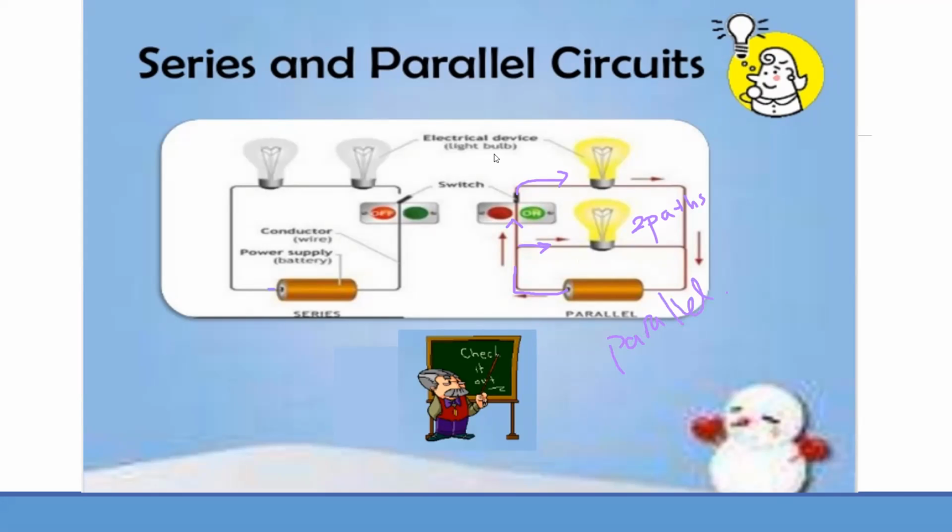But here we have only one path for the circuit. So one path means series. More than one path, we call it parallel. This is now here the circuits.